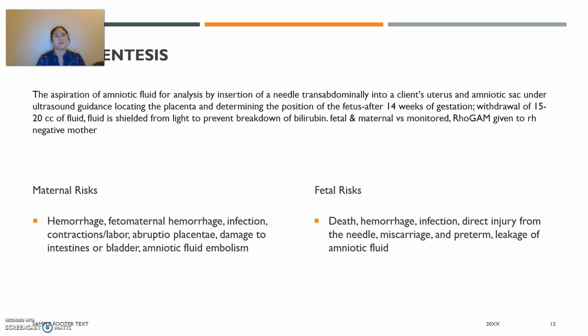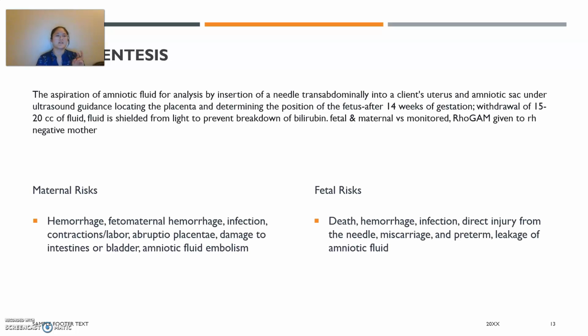It is the aspiration of amniotic fluid for analysis by insertion of a needle transabdominally into the client's uterus and amniotic sac under ultrasound guidance, locating the placenta and determining the position of the fetus, after 14 weeks of gestation, with withdrawal of 15 to 20 milliliters of fluid. The fluid is shielded from light to prevent breakdown of bilirubin. Fetal and maternal vital signs will be monitored, and RhoGAM is given to the Rh negative mother.